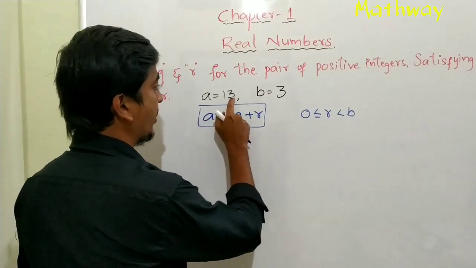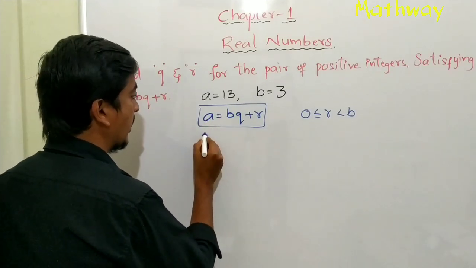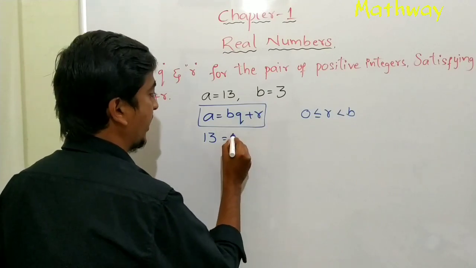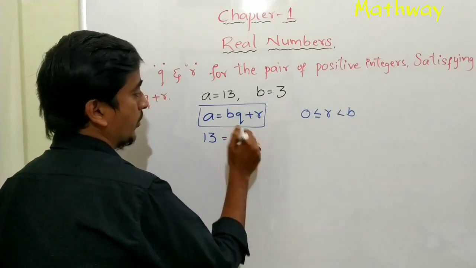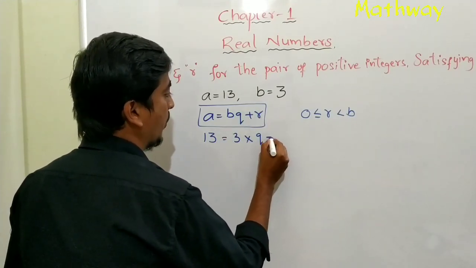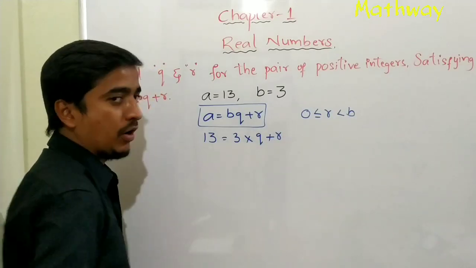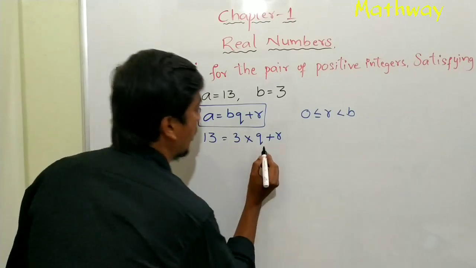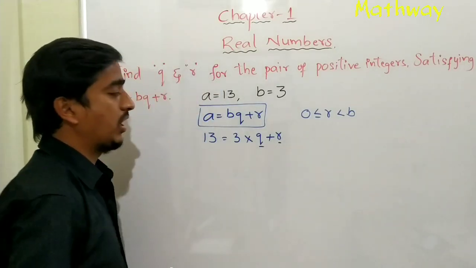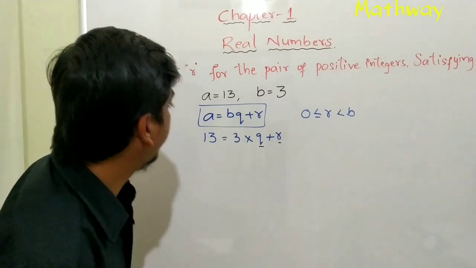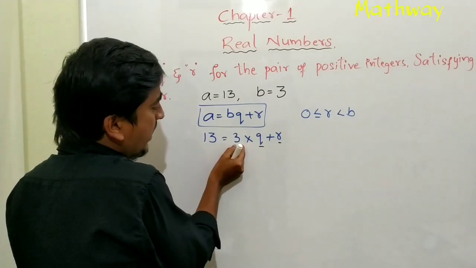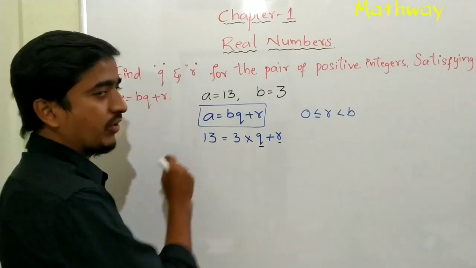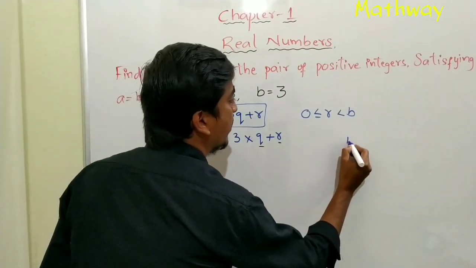Here the a value is 13. So let us substitute here: 13 equals b, which is given as 3, into q, that we have to find, plus r, that we also have to find. So in this we have to find two values, that is q and r. So let us see how to find those values. Here, how many 3s can fit into 13? How many times can 3 divide 13? So we can do it by division.